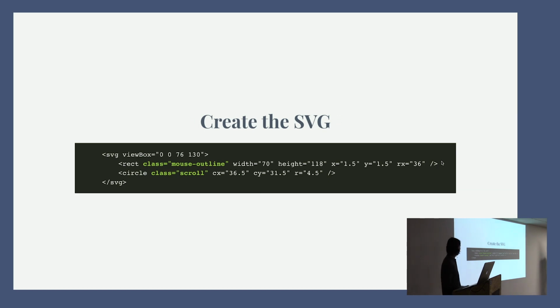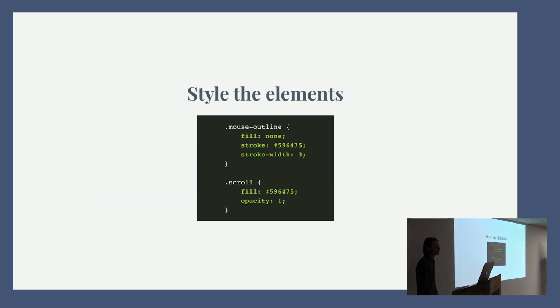So it's made with an SVG. The SVG is made up of two simple shapes. It's a rectangle and a circle. The rectangle around the outside has some rounded corners, but for the most part, it's simply a rectangle and a circle. So to begin with, we need to style those elements in our SVG.